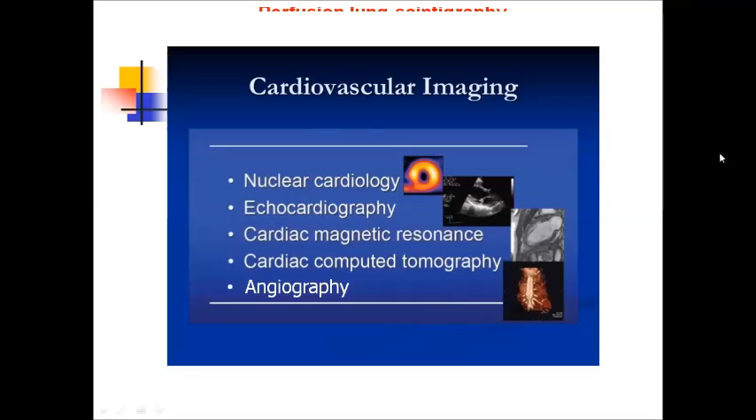And now let's go to cardiovascular imaging. Nuclear radiology, echocardiography, cardiac magnetic resonance, computed tomography, and angiography. As you see, the diagnostic modalities are the same as in investigation of the respiratory system, but they are listed here in a different order. Let's try to understand why.